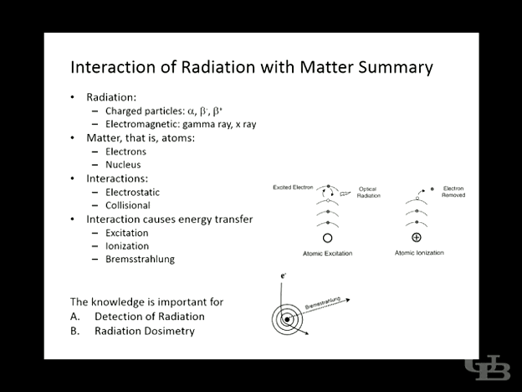And with this knowledge, we have the radiation types and the matter in terms of electron and nucleus, and the interaction. We can use this knowledge for our radiation detection design, or develop our principles for radiation dosimetry, or to protect ourselves from radiation.